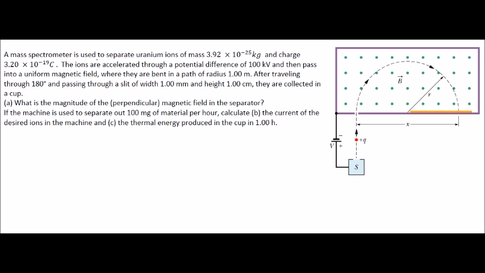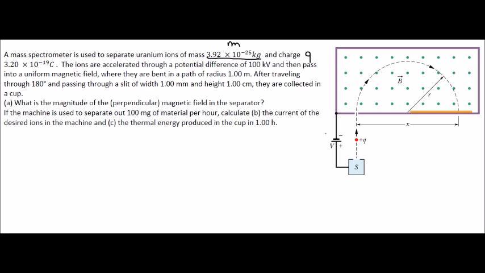A mass spectrometer is used to separate uranium ions of mass, so here we have the mass of the ion. Let's call it small m. And the charge of one ion, let's call it small q. All right. These ions are accelerated through a potential difference. So maybe they are produced here and they are accelerated through a potential difference.